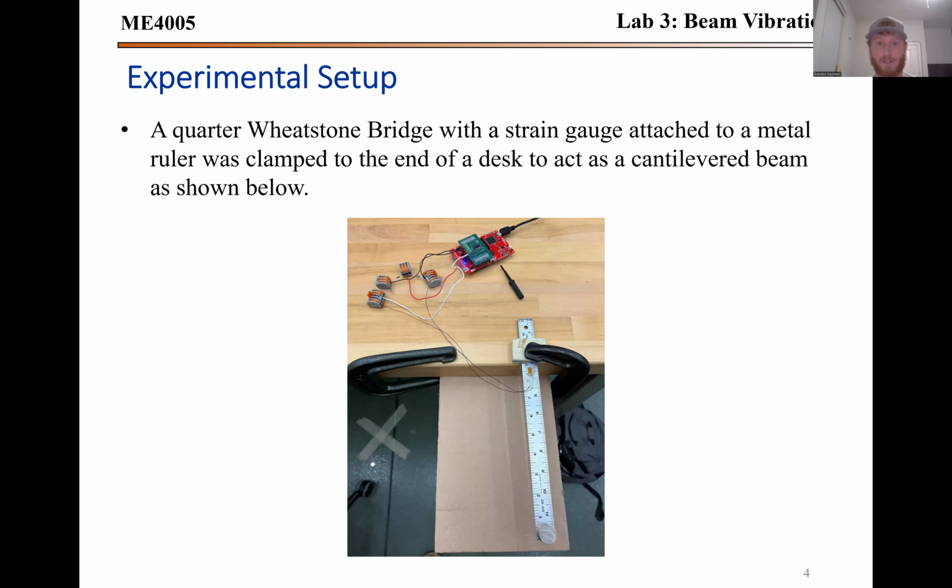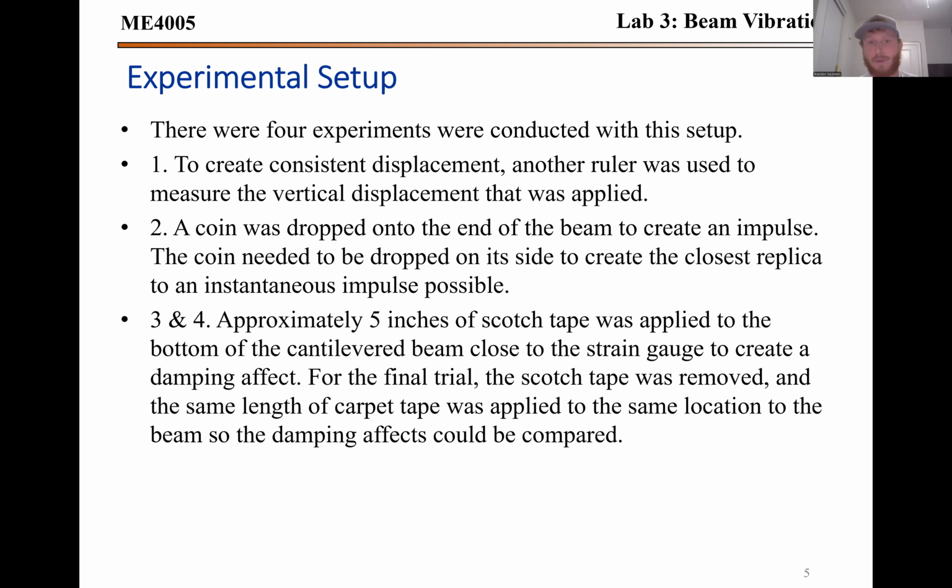So this is the experimental setup. We had a quarter Wheatstone bridge attached to a beam here, and the strain gauge is on the beam, as you can see in the image. And then we had four different test scenarios. One of them where I manually displaced the beam with my finger. The second is I dropped a coin on the end of the beam to simulate an impulse. And then the third and the fourth, we're placing two different kinds of material, in this case, Scotch tape and carpet tape, on the bottom side of the beam.